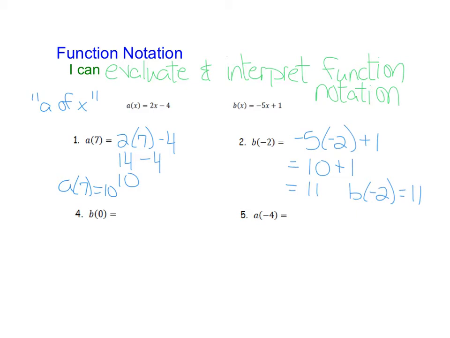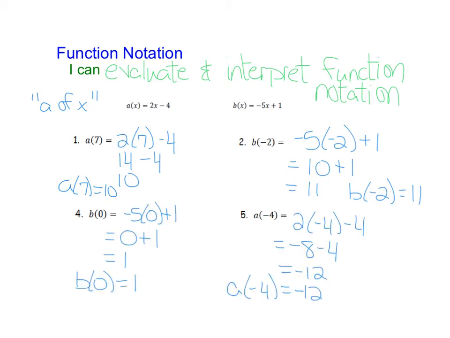All right, you've seen 2 examples. Why don't you pause the video, you try b of 0 and a of negative 4. I got b of 0 is 1. When I plugged in 0 for x, I got 1. And a of negative 4 is negative 12. When I plugged in negative 4 for x into a, I got negative 12.